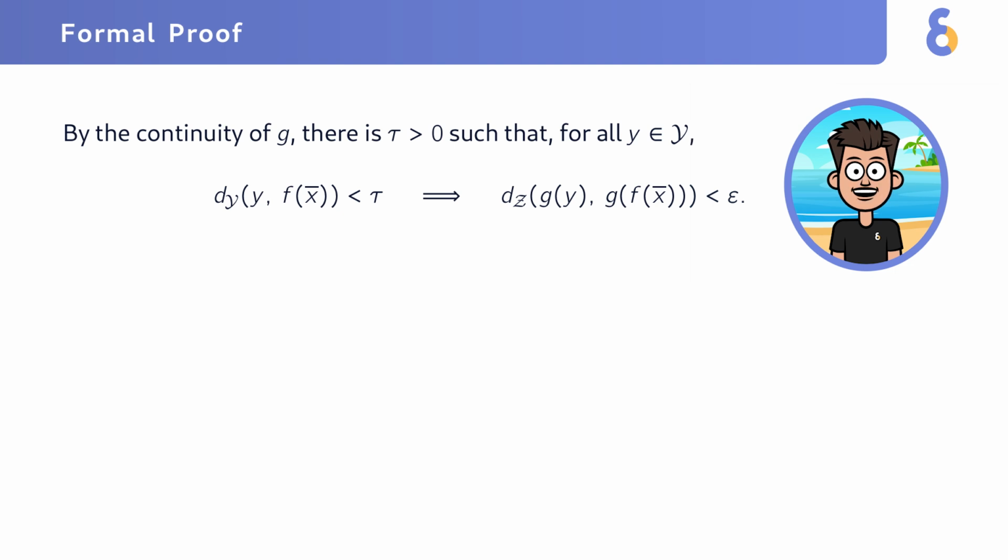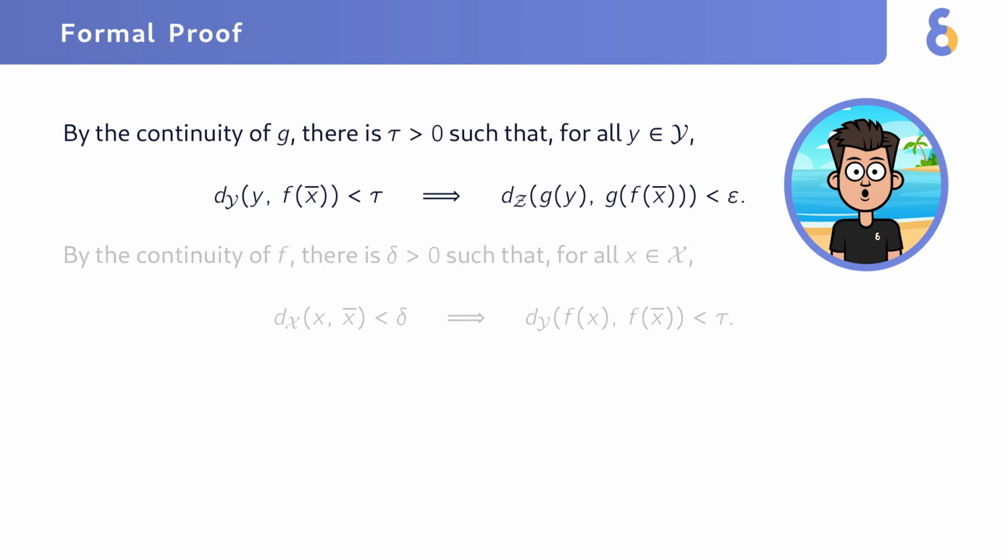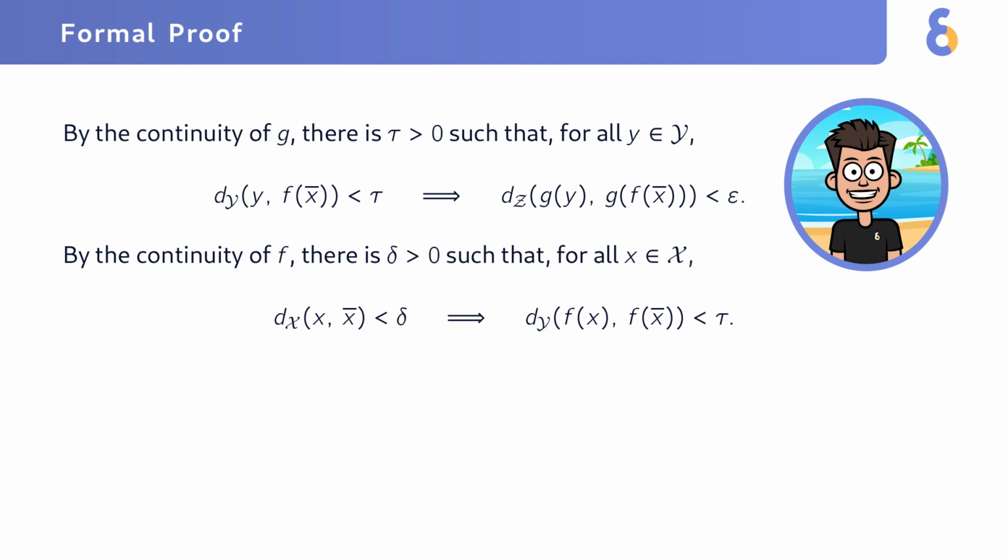We can say, by the continuity of g, there is positive tau such that for all little y in Y, if the distance between y and f of x bar is less than tau, then the distance between g of y and g of f of x bar is less than epsilon. Similarly, we can write, by the continuity of f, there is positive delta such that for all little x in X, if the distance between x and x bar is less than delta, then the distance between f of x and f of x bar is less than tau.